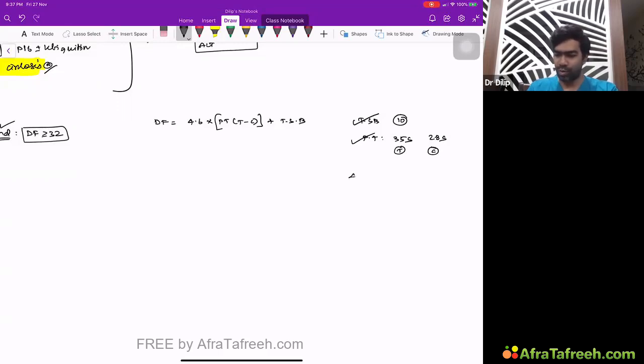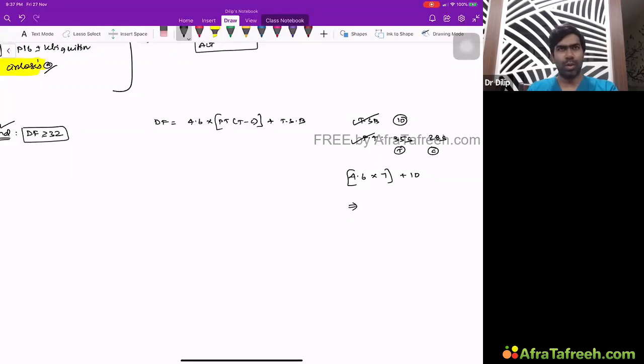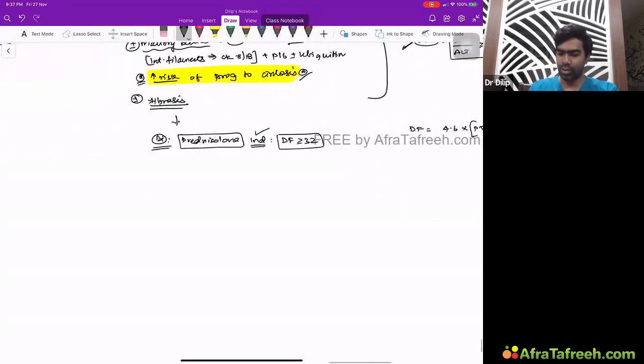It will be 4.6 multiplied by 35 minus 28, which is 7, plus 10, the total serum bilirubin. So you'll get around 32.2 plus 10, somewhere around 42.2. Definitely here the score is more than 32, so that becomes an indication for steroids. So you can start with prednisolone. One of the important indications for prednisolone is discriminant function more than or equal to 32.